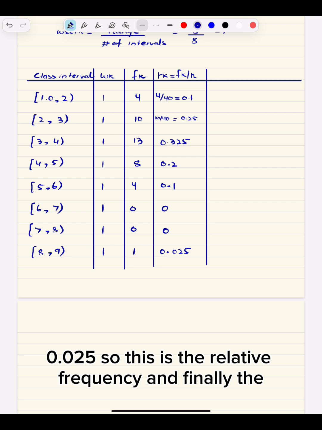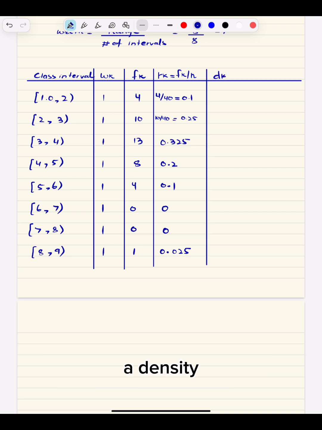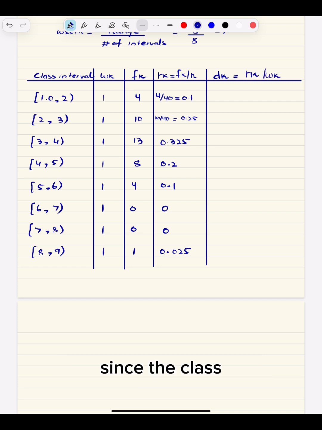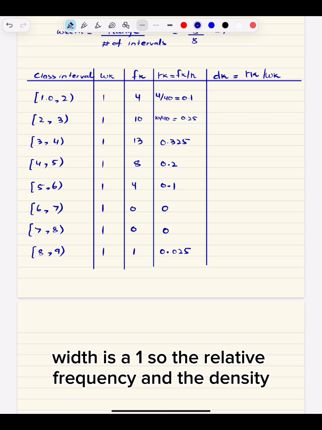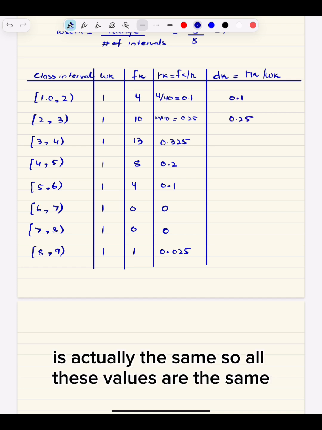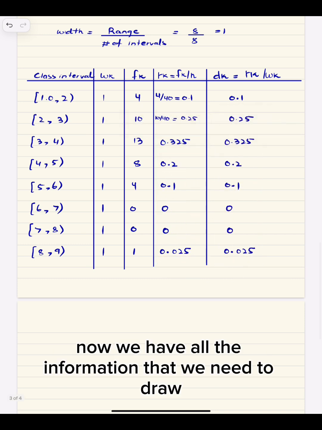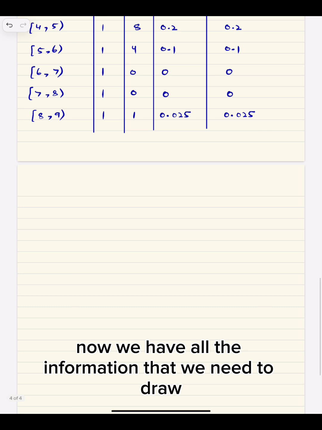And finally, the density is the relative frequency divided by the class width. Since the class width is a 1, the relative frequency and the density are actually the same. So all these values are the same. Now we have all the information that we need to draw the histogram.